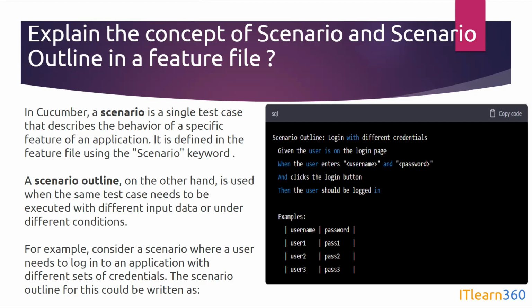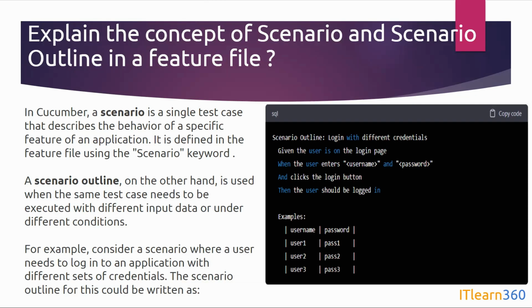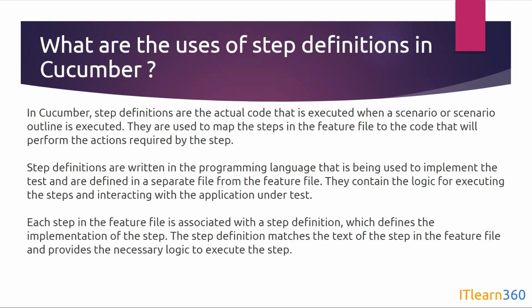And on the other hand, scenario outline is used when some test cases need to be executed with different inputs or different conditions. In case of scenario, it's used when we are writing a simple test case. Simple test case means that we are just passing data straight away to the test case. And in scenario outline, we are trying to pass multiple data with multiple values. Okay, so just to understand this, you have this diagram. You can watch it and understand both the concepts easily.